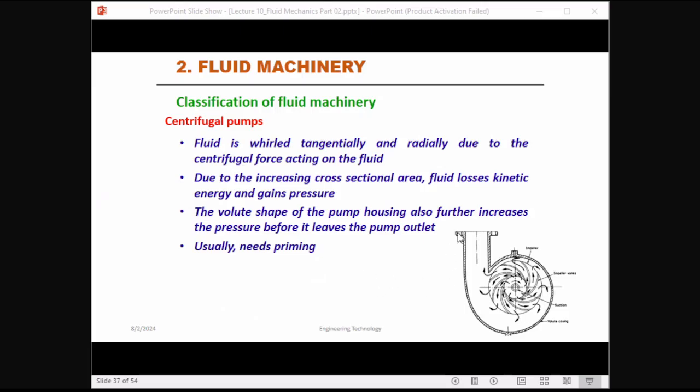Here you can see a spiral shape casing. Okay, this is a very important thing. It will affect the conversion of kinetic energy into pressure energy. As the fluid leaves the impeller, it enters the volute, where the gradually increasing cross-sectional area slows down the fluid and increases its pressure.